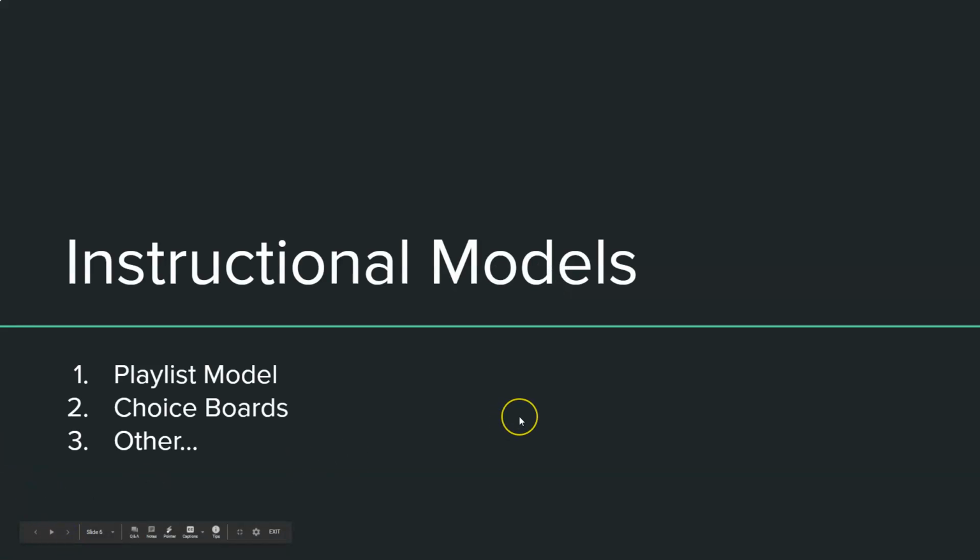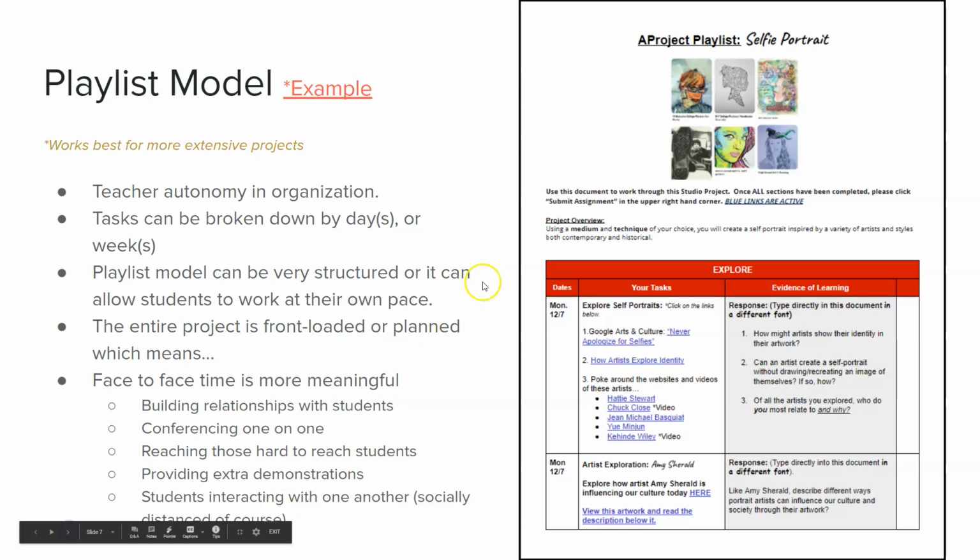So a couple instructional models that seem to work really well in the art classroom are the playlist model and choice boards. There are other models that are much more simple but very effective as well. First of all, the playlist model. It can be organized however you would like. Some teachers organize it by day. Some teachers organize it by week. Some teachers organize it by topic.